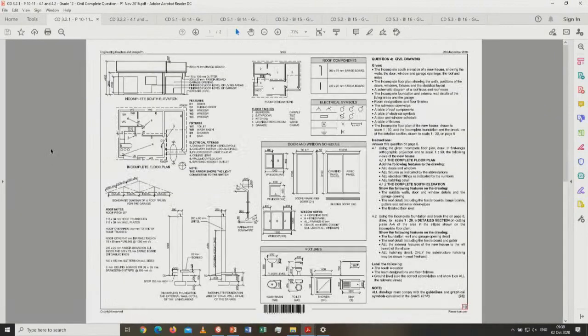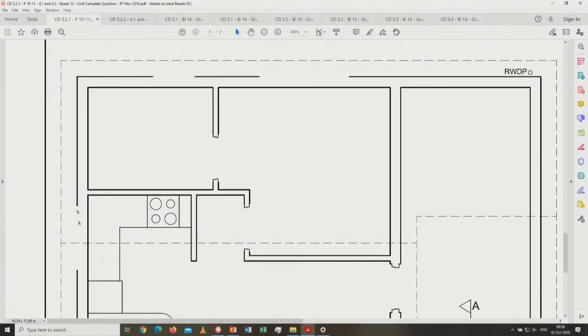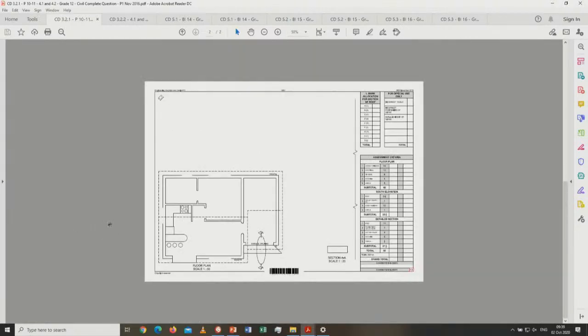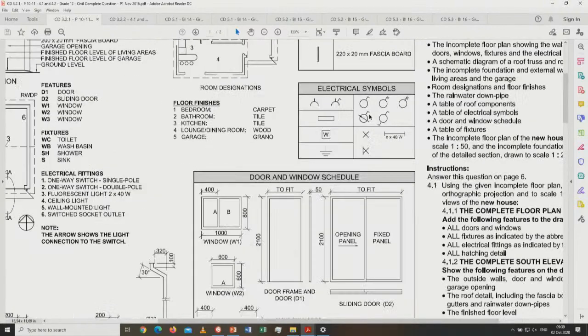If I go to my floor plan going downwards, it means that I have to place window number 1 in that case over there. But we have done symbols, we haven't done the floor plans yet. The floor plan is the next session. So I'm going to focus on the symbols of what the examiner is showing you. In that case, there are a few symbols.